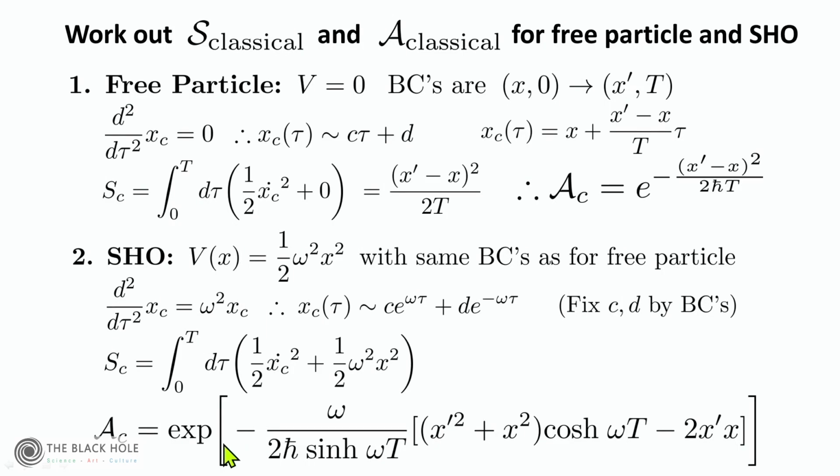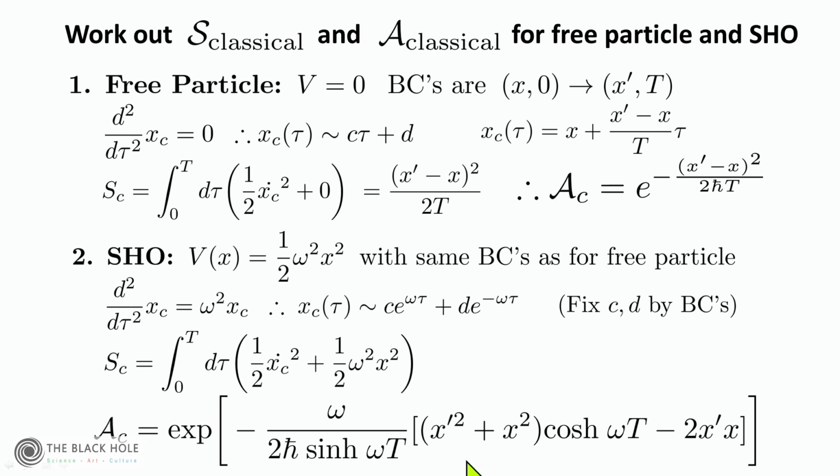The answer is that the transition probability to go from A to B is exponential of this thing. So this over here is the action divided by h bar.